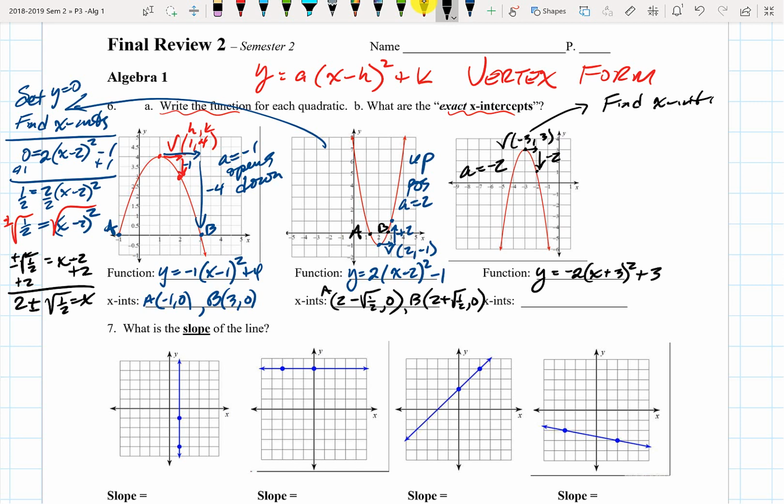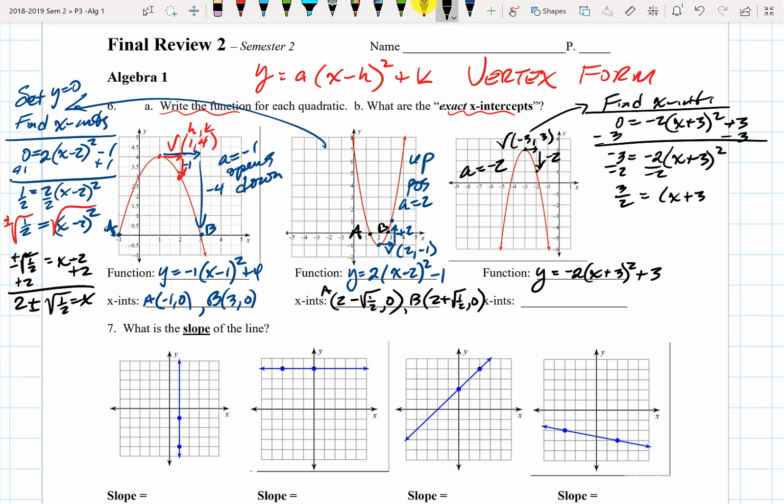And I don't know what the x-intercepts are until I solve for them. So 0 = -2(x + 3)^2 + 3. So subtract 3, and you get -3 = -2(x + 3)^2. That's what I meant to say. Divide by -2 because you have to isolate. So you get 3/2 = (x + 3)^2.